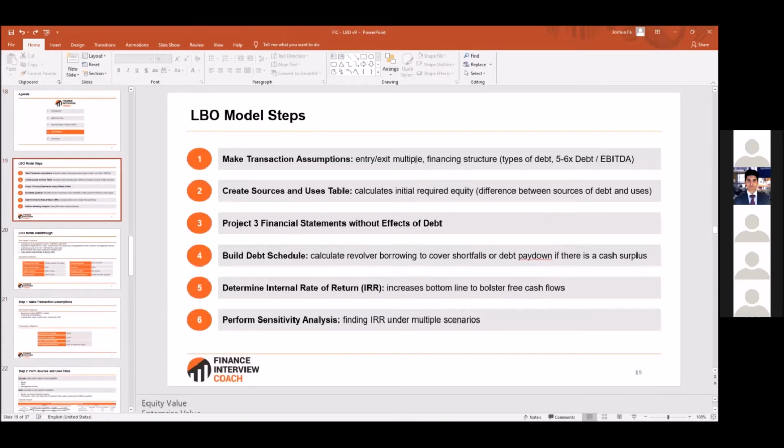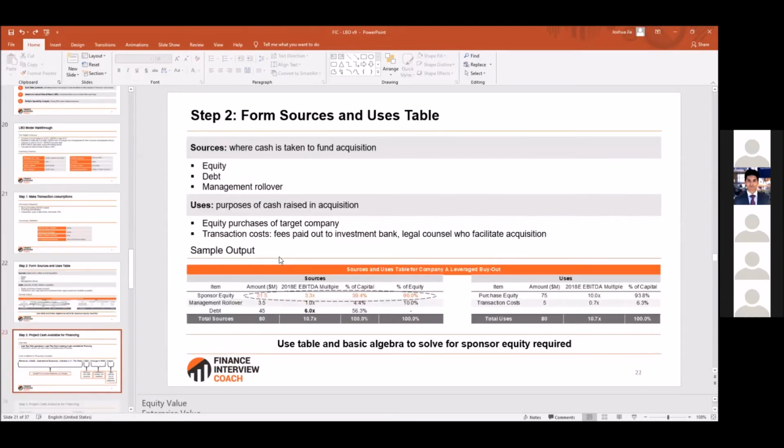Okay, sources and uses. Next is to project the statements without debt. So income statement, cash flow, balance sheet, no interest expense, no debt. Because debt's complicated. You have to build a separate schedule after just for debt. You got to figure out how much debt you got, what you're repaying, what you're borrowing. And there's a very important line called cash available for financing activities.